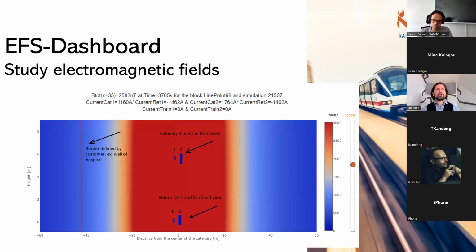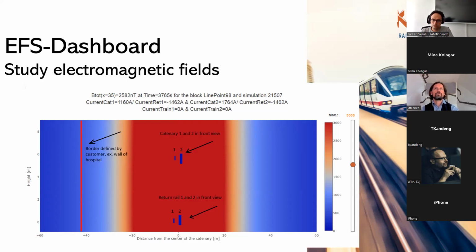Of course, we can also calculate electromagnetic fields along the line. This is a question that has come up several times in the past when trams are going by, for example, hospitals with magnetic resonance and other very fine and very complex analysis tools, and they don't want to have any magnetic fields in that area. So we can simulate that and then also see how, by changing settings, you can reduce the electromagnetic fields for that.